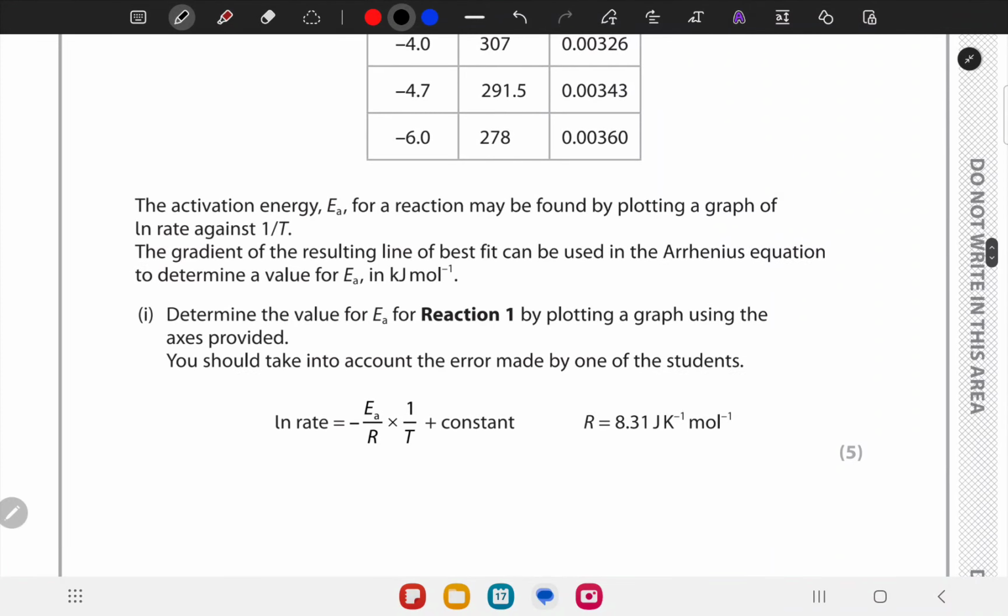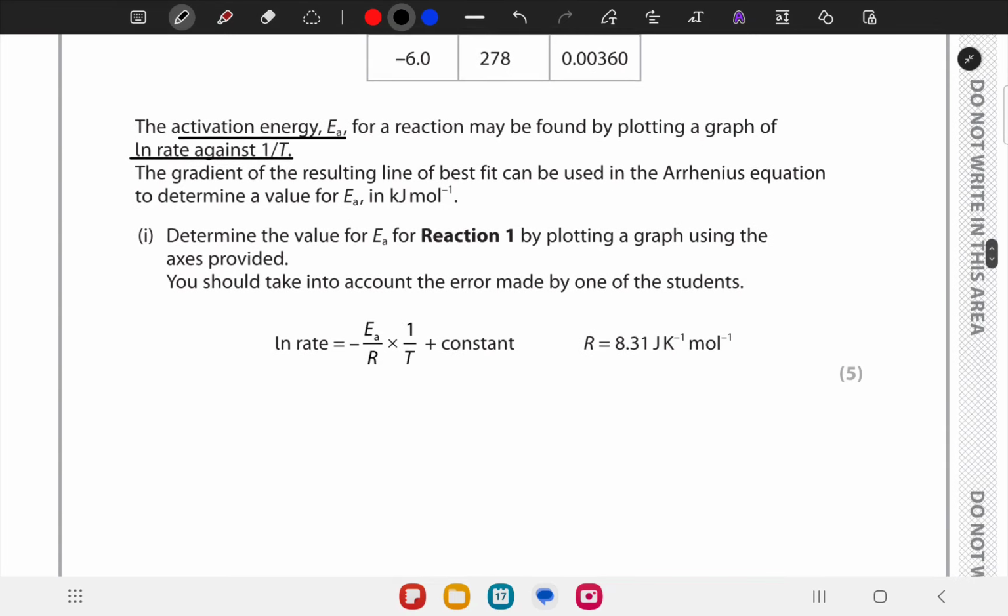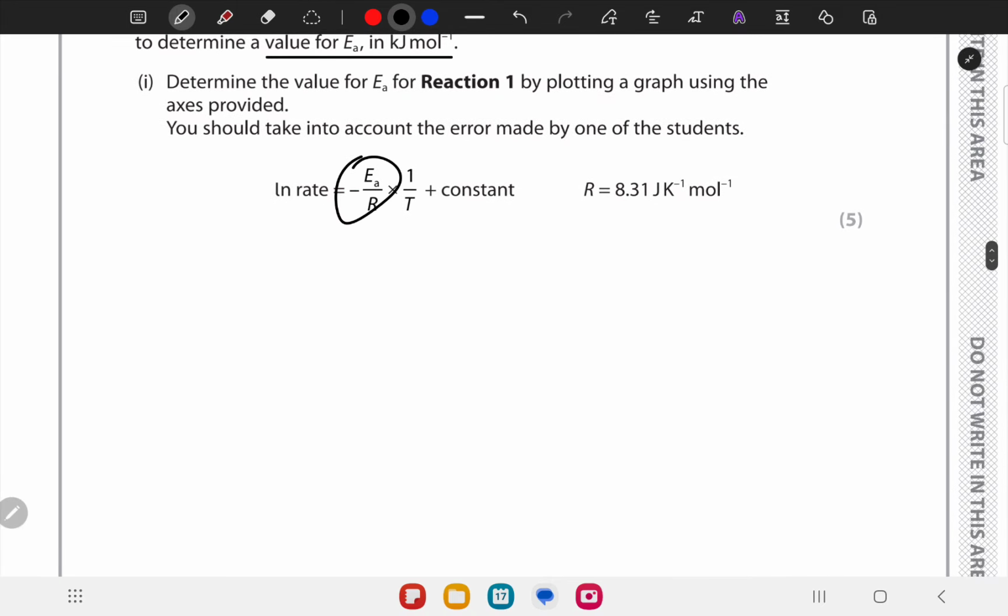Now we are told that using the Arrhenius equation we can find the activation energy by plotting a graph of the natural logarithm of the rate against 1 by temperature, the reciprocal of the temperature, and the gradient of the resulting line of best fit can be used in the Arrhenius equation to determine the value of activation energy in kilojoule per mole. So our gradient would be minus activation energy by R, which is 8.31 joule per Kelvin per mole.